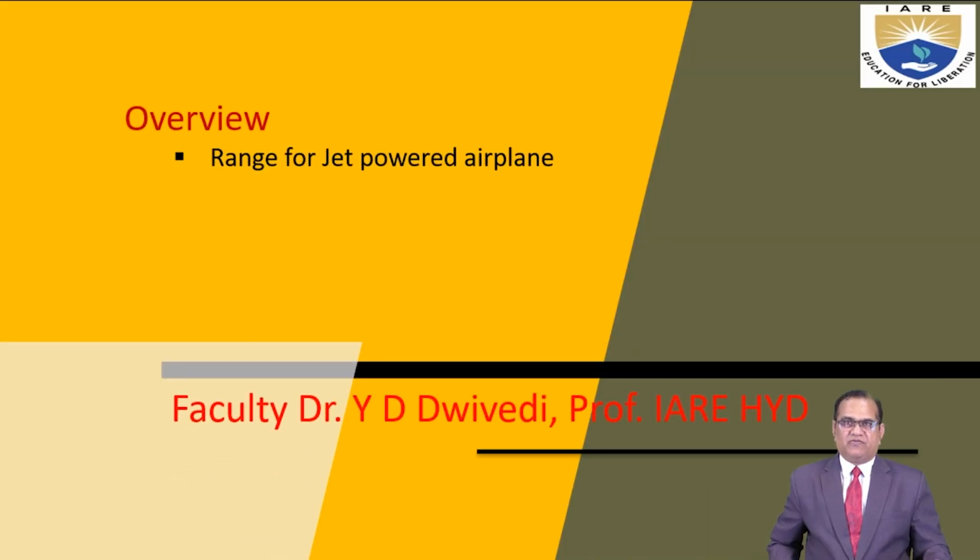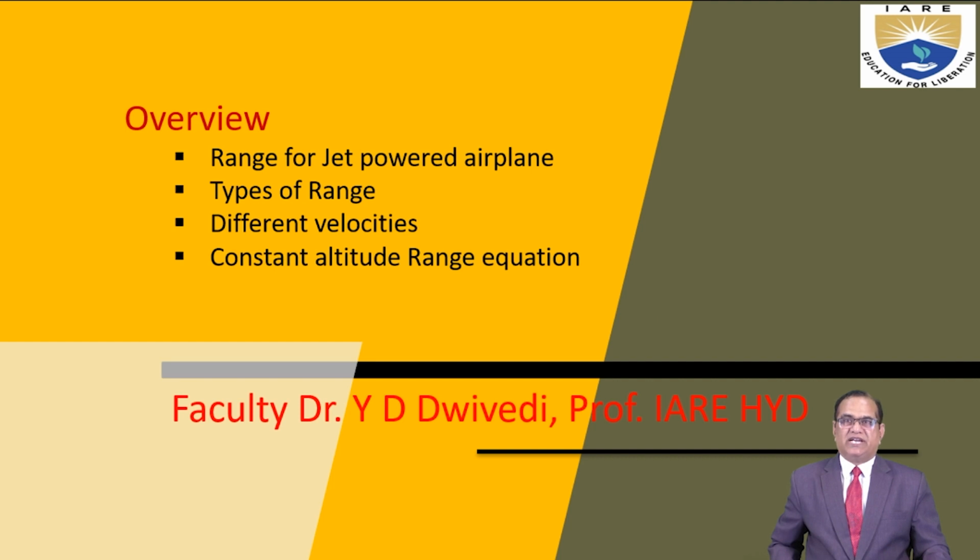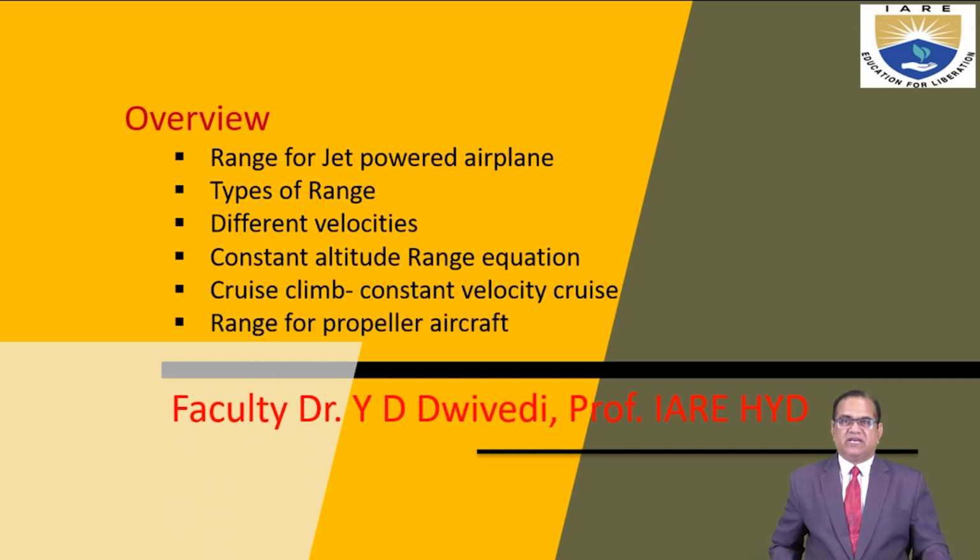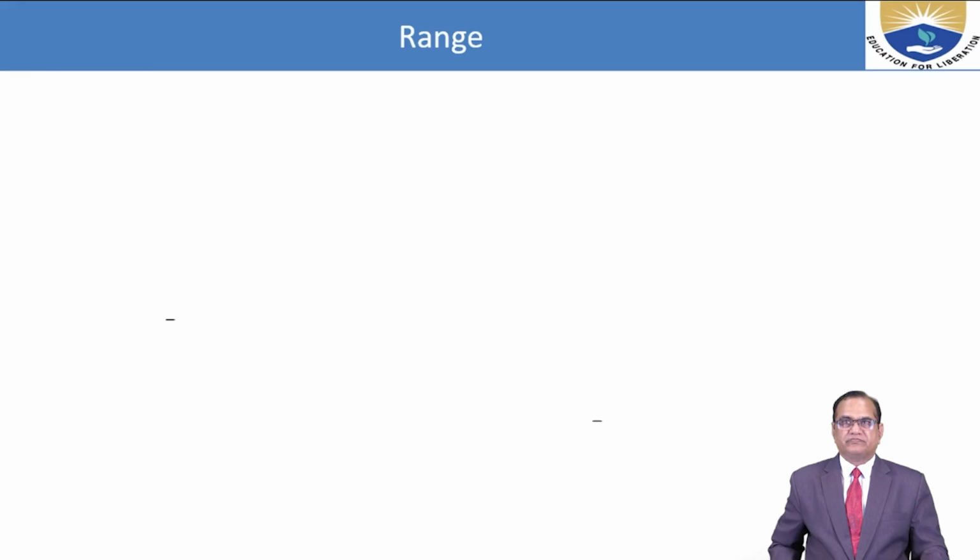Today's lecture overview: range for jet powered airplane, types of range, different velocities, constant altitude range equation, cruise climb, constant velocity cruise. So this I am going to take, and after that I will try to cover the range for propeller aircraft. So what is the range? This I am going to discuss today.